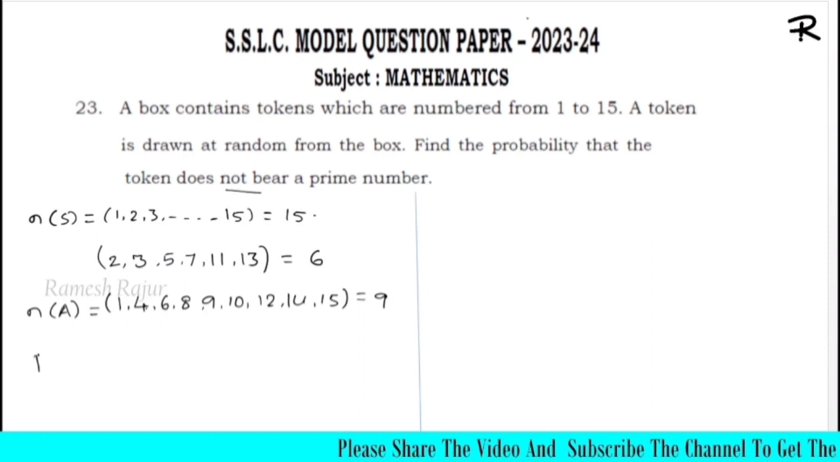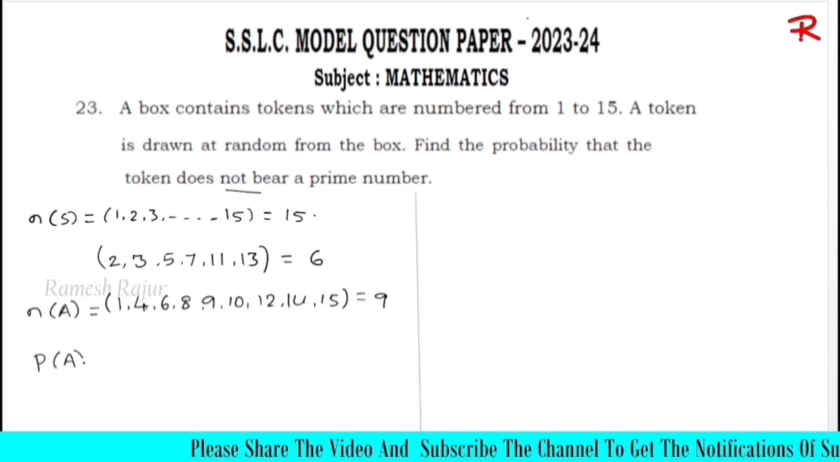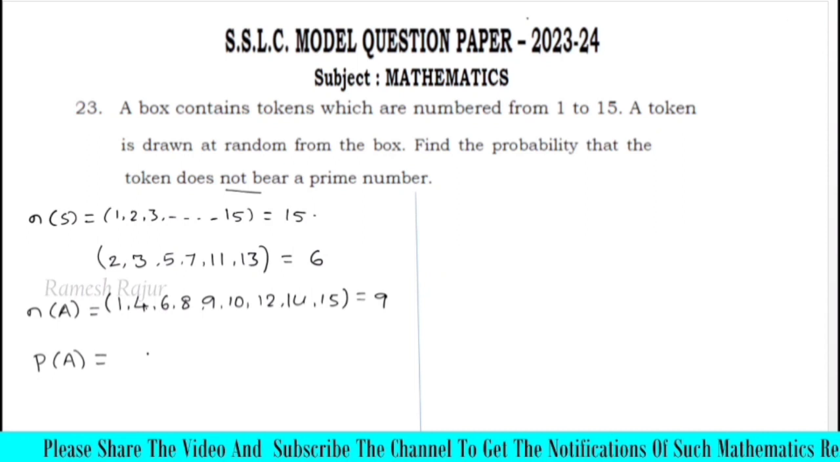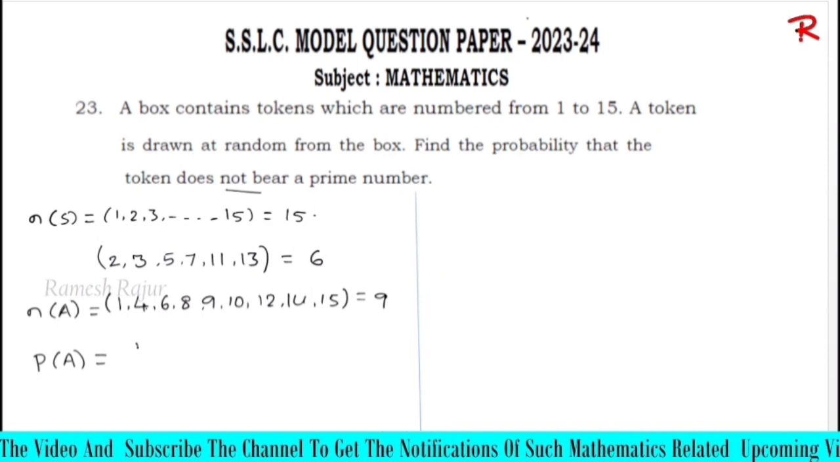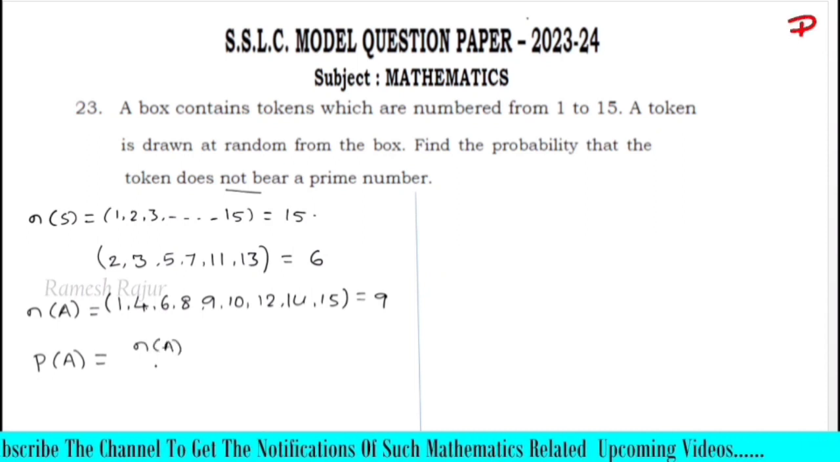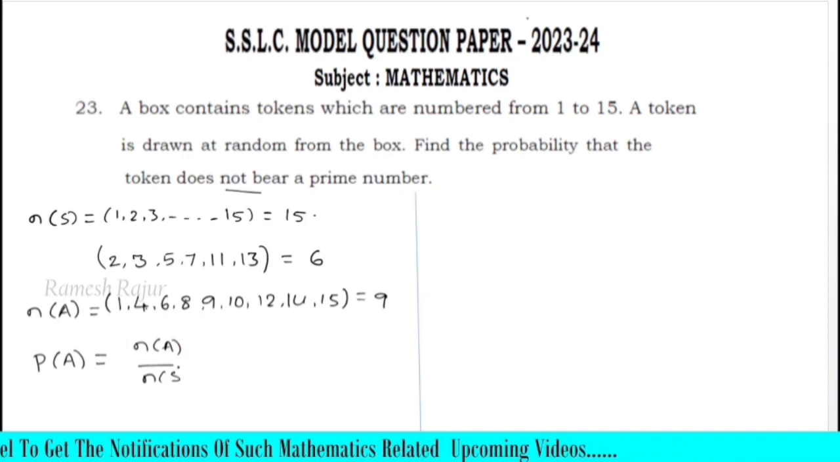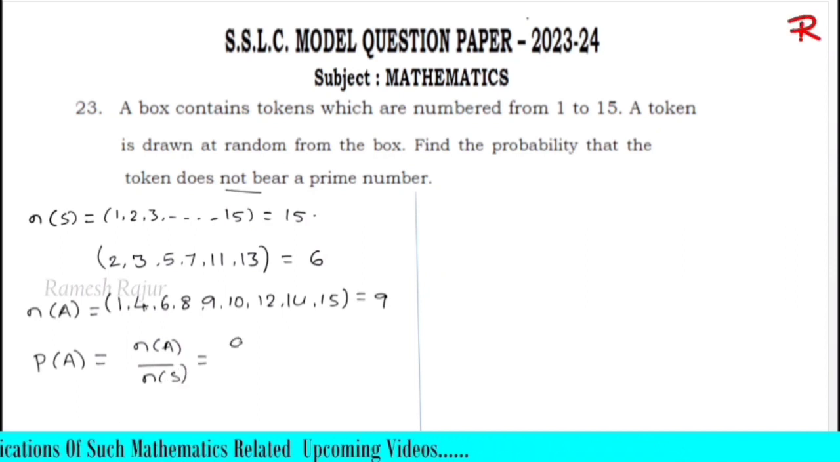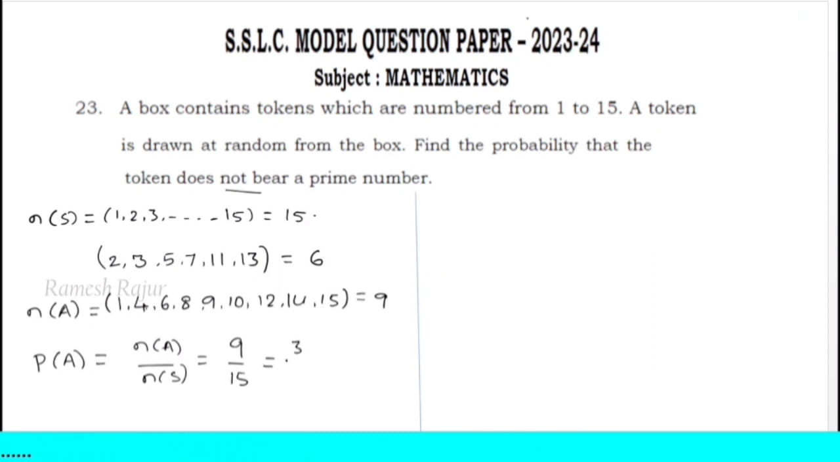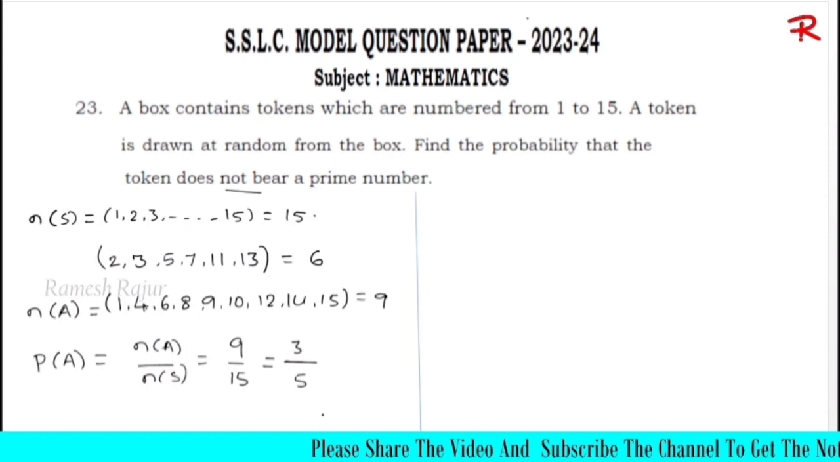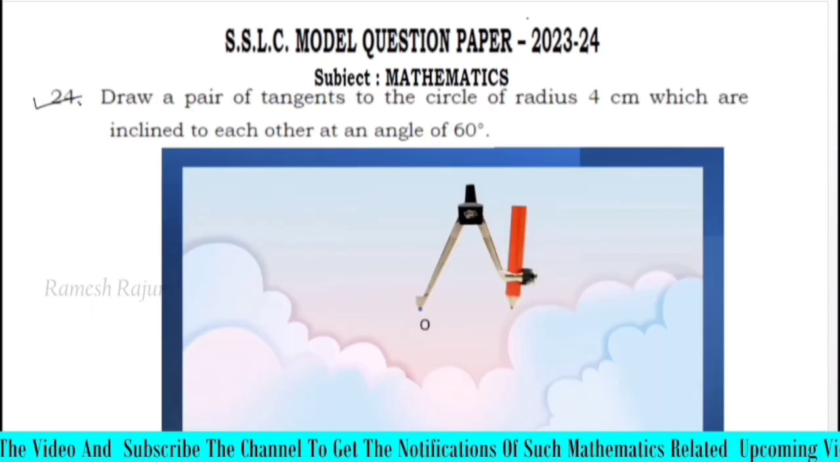Therefore, the probability of a number which is not a prime number is P of A is equals to N of A by N of S. That is 9 by 15. Later we can write as 3 3s are 9 and 3 5s are 15. 3 by 5 is the probability of a number which is not a prime number from the box.